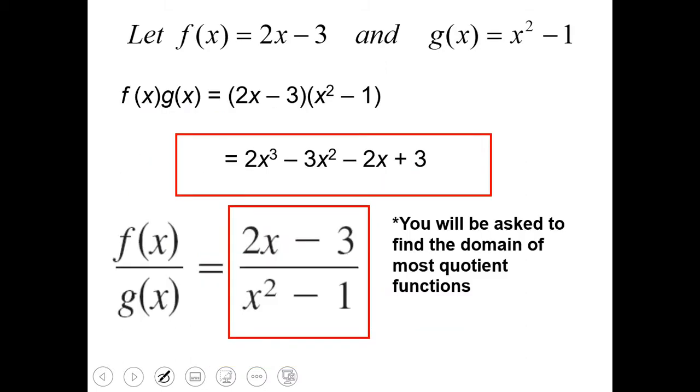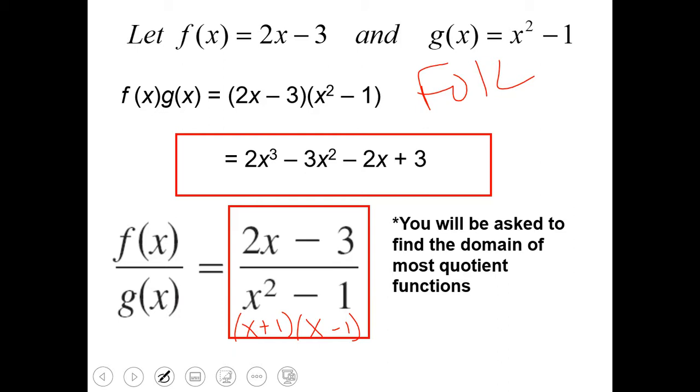Multiplication, it can get harder as the functions themselves get more complicated. In this case, it's a basic FOIL. So first, outers, inners, last, and then be sure to give your final answer in standard form. Finally, the quotient. So if you're putting f over g, and just to be clear, f over g is not the same as g over f. So order does matter. You have to follow exactly what the question is asking. And so here, 2x minus 3 over x squared minus 1. Now, you can, of course, factor the bottom as x plus 1, x minus 1. The reason why I didn't is because it doesn't reduce with the top. So if it doesn't reduce with the top, whether it's factored or not really doesn't matter. So I would take either answer.